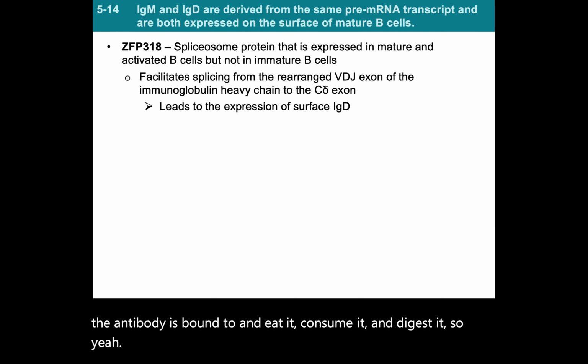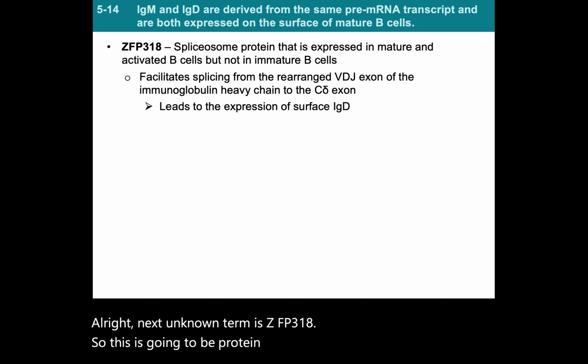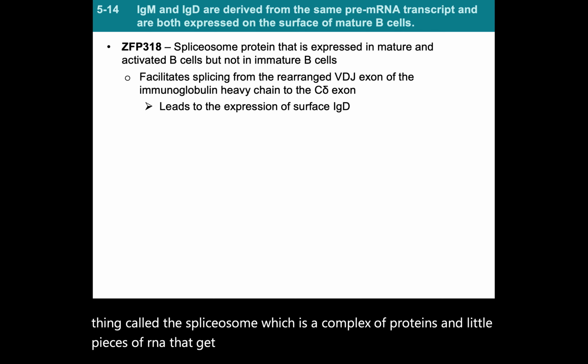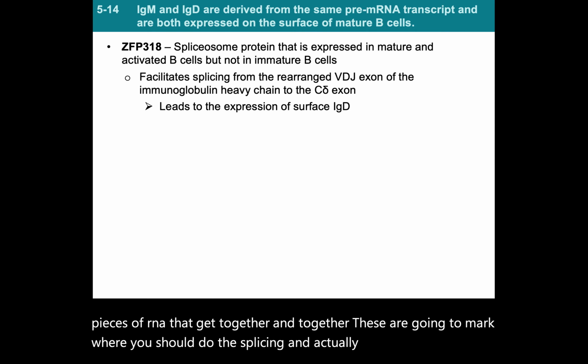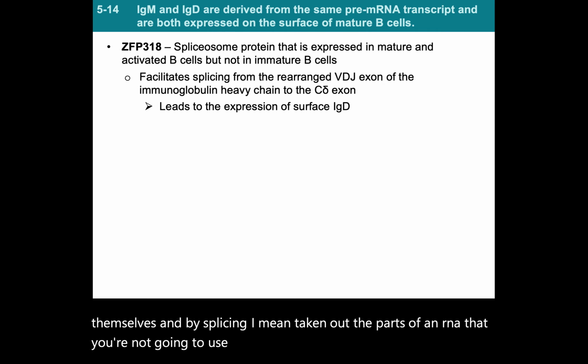Okay. All right. Next unknown term is ZFP318. So this is going to be a protein involved in splicing. This is part of a thing called the spliceosome, which is a complex of proteins and little pieces of RNA that get together, and together these are going to mark where you should do the splicing and actually do the splicing themselves. And by splicing, I mean taking out the parts of an RNA that you're not going to use, so throwing away the introns and keeping the exons.